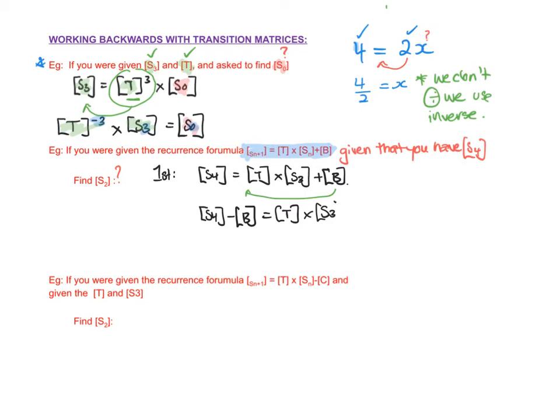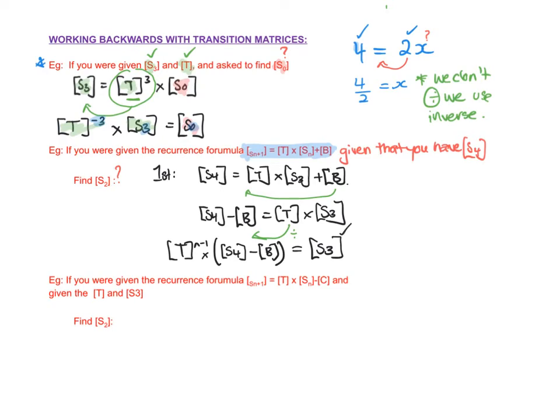Then I want to move this transition matrix over, which means it wants to divide, so I will multiply by the inverse. The way that will be worked out is you will have the transition to the power of -1, and that gets multiplied by whatever you found the previous part to be. You can step it all out in the calculator in one go, and then you're left with S3.